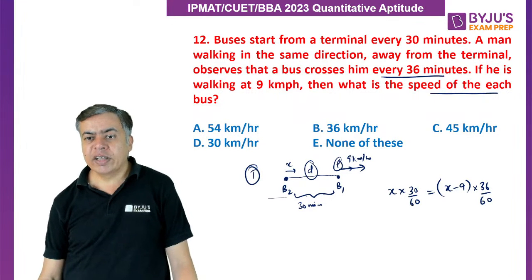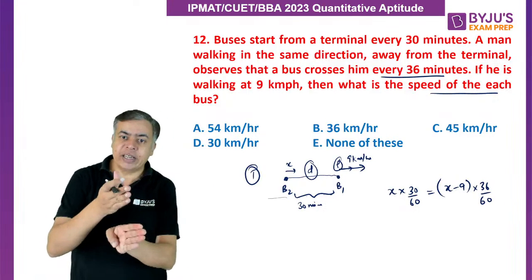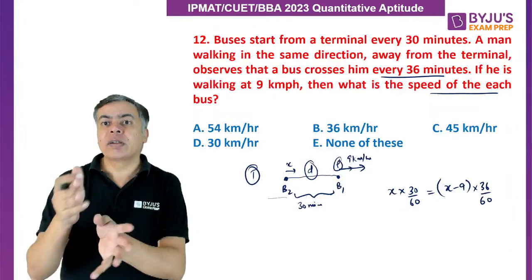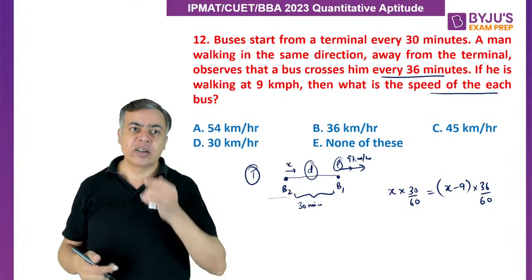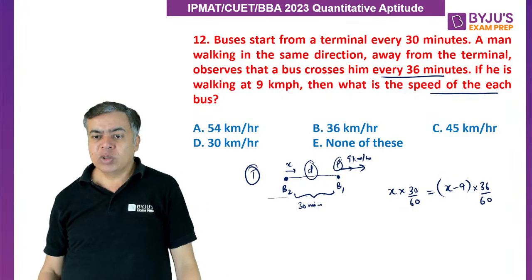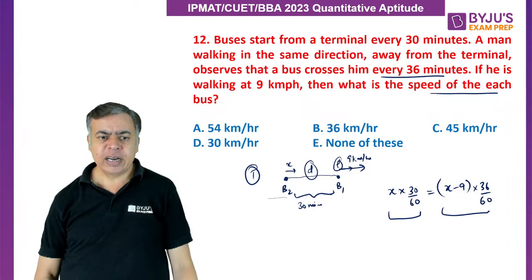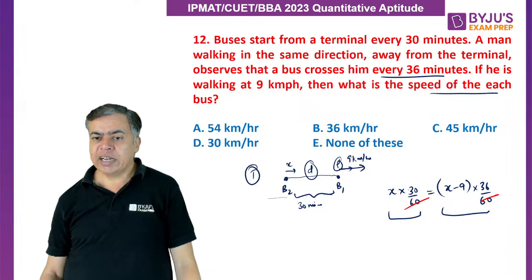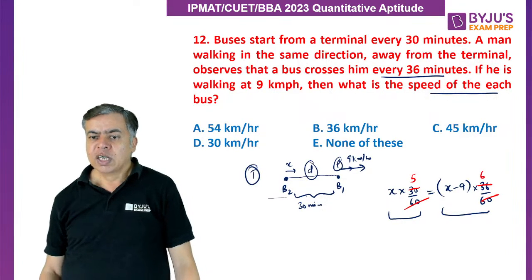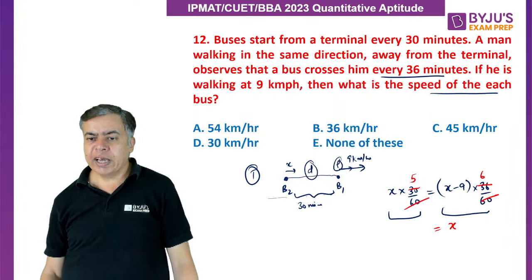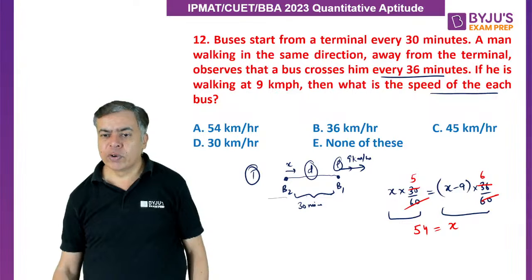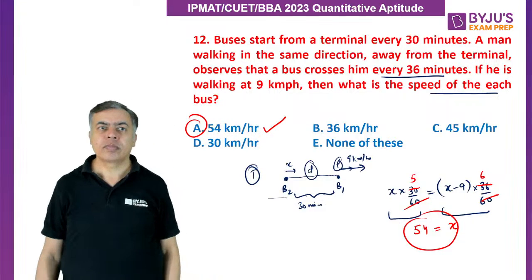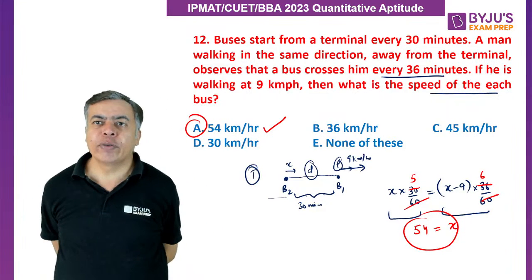Because it is given that the buses meet that person after every 36 minutes. So the first bus was there; now the second bus will meet him in 36 minutes, because at a relative speed it will cover the same distance. The relative distance covered will be the same in both cases. So here 60 I am cancelling. Here it is 6 into 5, 6 into 6. So 6x minus 5x, this will become x, and 9 into 6 becomes 54. So the speed of the bus is 54 km per hour.